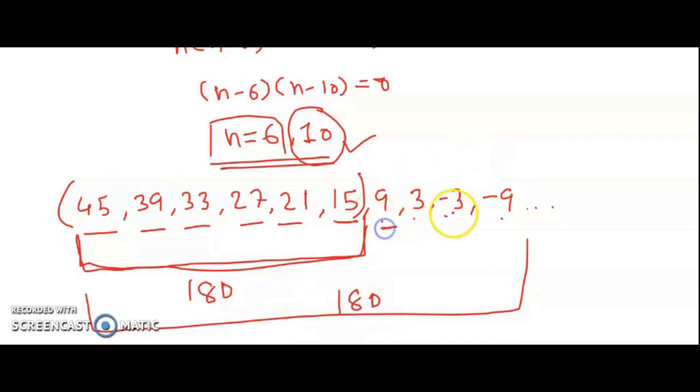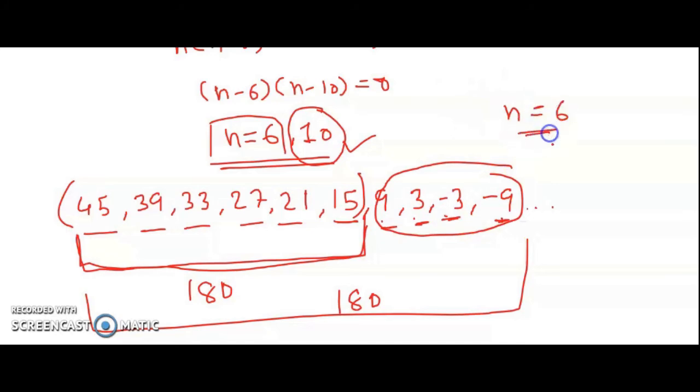this is plus 9, this is minus 9, this is plus 3, this is minus 3. So this will be cancelled out. So either if you take first 6 terms, or if you take first 10 terms, the addition will be 180 only. That's why we get the double answer here.